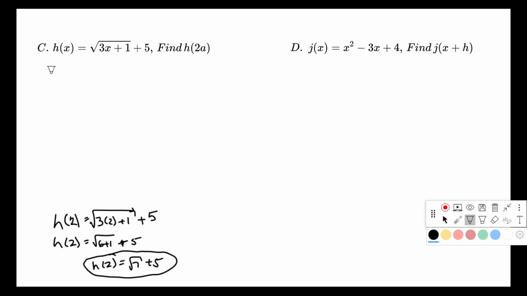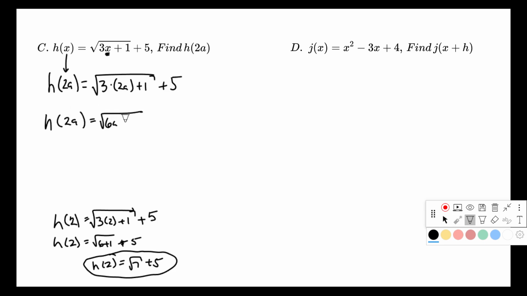Now, instead, I want you to evaluate for me h of 2a. To evaluate h of 2a, you're going to replace all the x's with 2a's. So instead of writing x, you're going to write 2a in its place. Here's an x. I'm going to write 2a plus 1 plus 5. So h of 2a is going to be square root of 6a plus 1 plus 5. And that's it. I can't do any more with this. So this is my answer. Okay? Let's try letter D.